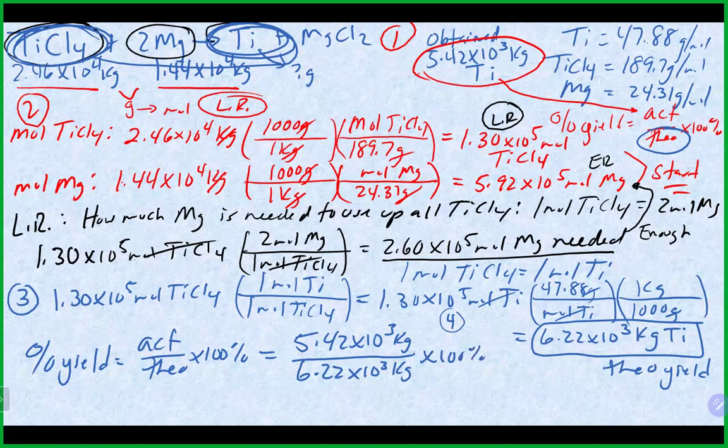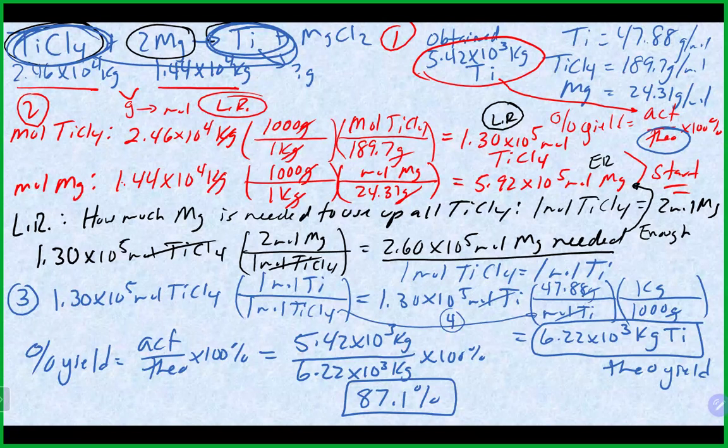And it looks like here, 87.1% yield. Not terrible. Not too bad in this case. Any questions on that calculation there? Once again, like a normal stoichiometry calculation, if you wanted to bridge these calculations together, you could without getting a number in between and just take it all the way to the end.